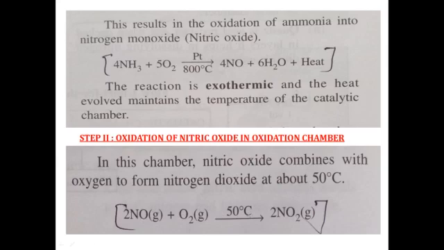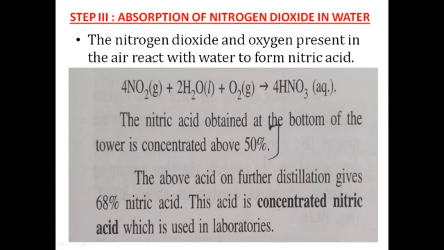That means in step number 1, what will happen? Ammonia combines with oxygen in presence of platinum at 800 degrees Celsius to give nitric oxide. And in step 2, in oxidation chamber, nitric oxide combines with oxygen at 50 degrees Celsius to give nitrogen dioxide gas. And then in step 3, absorption of nitrogen dioxide in water. That means nitrogen dioxide is absorbed in water.